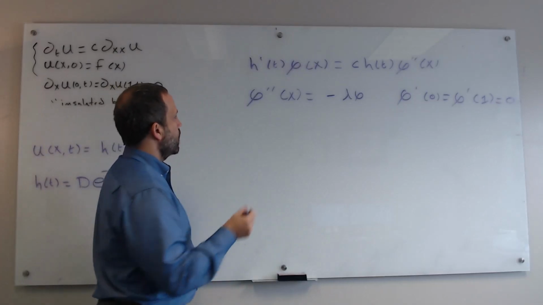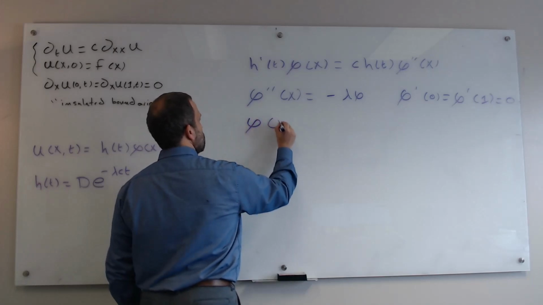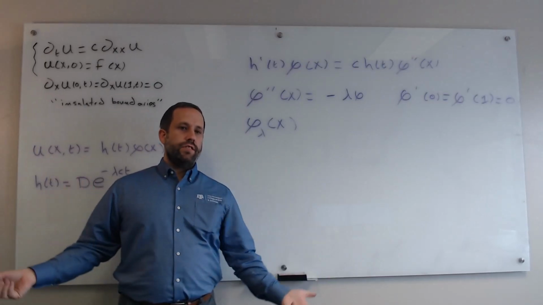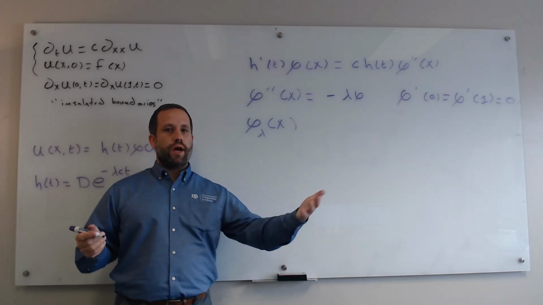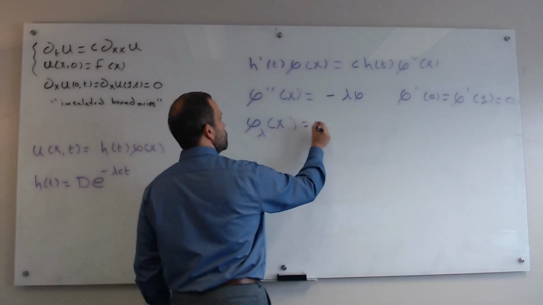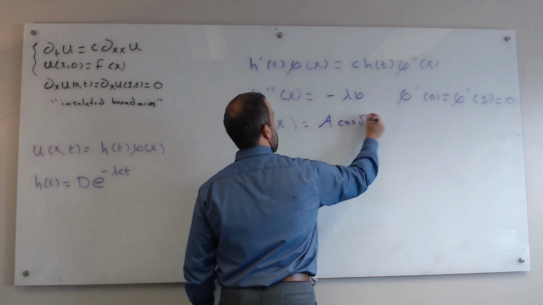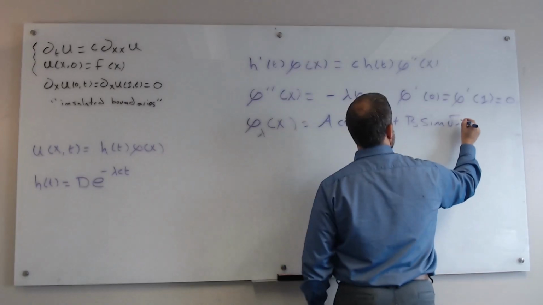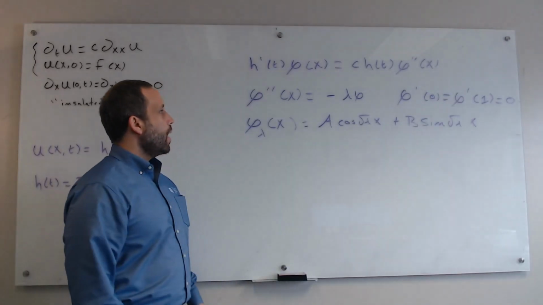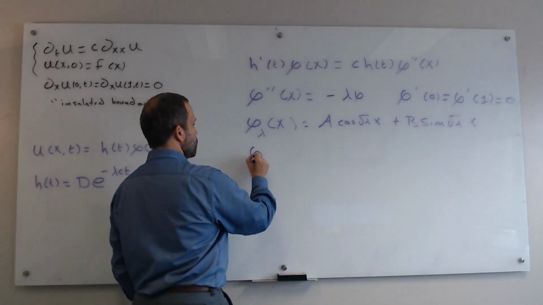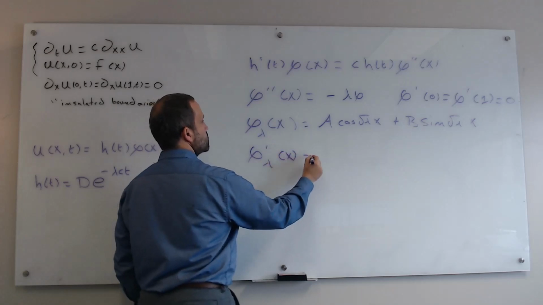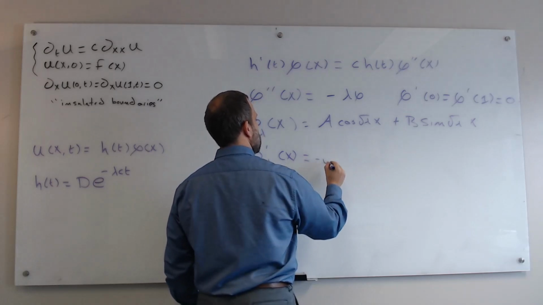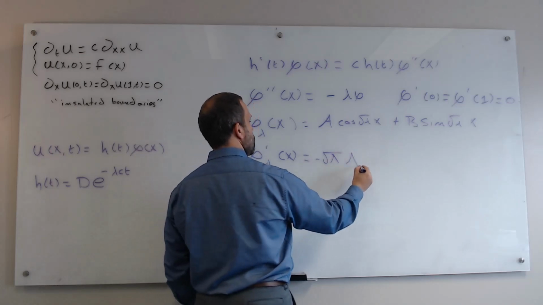But now if lambda is greater than 0, what are we going to get? I'll put a lambda here to let us know we're dealing with a specific lambda. So if lambda is greater than 0, we can go through a very similar solution process that we did before. This is going to be a cosine square root of lambda x plus b sine square root of lambda x. Now our boundary conditions are on the derivative, so I need to take a derivative. So phi lambda prime of x is going to be equal to minus square root of lambda a.